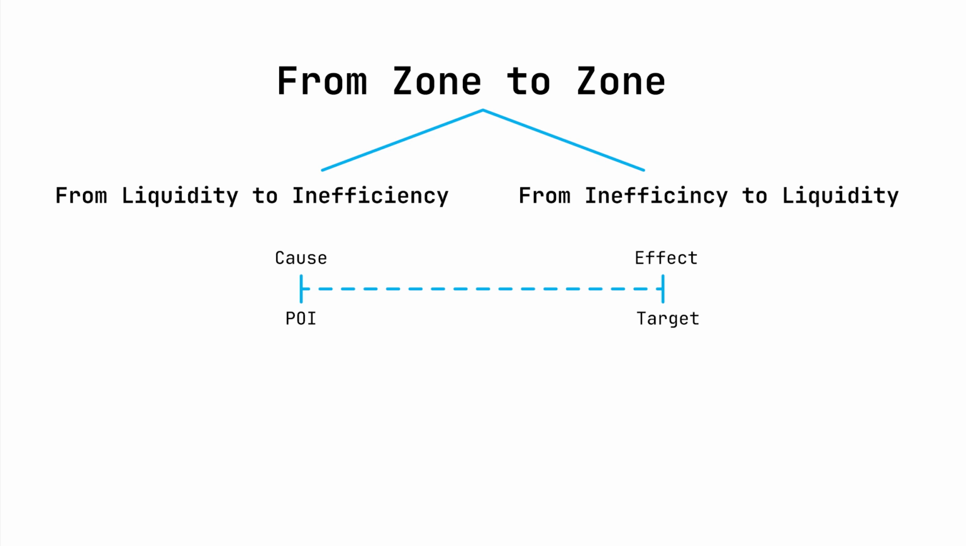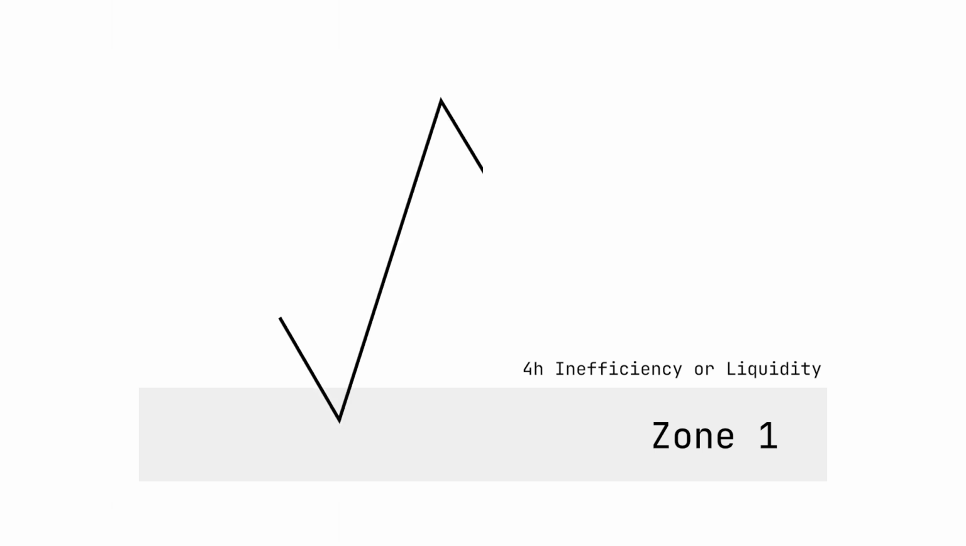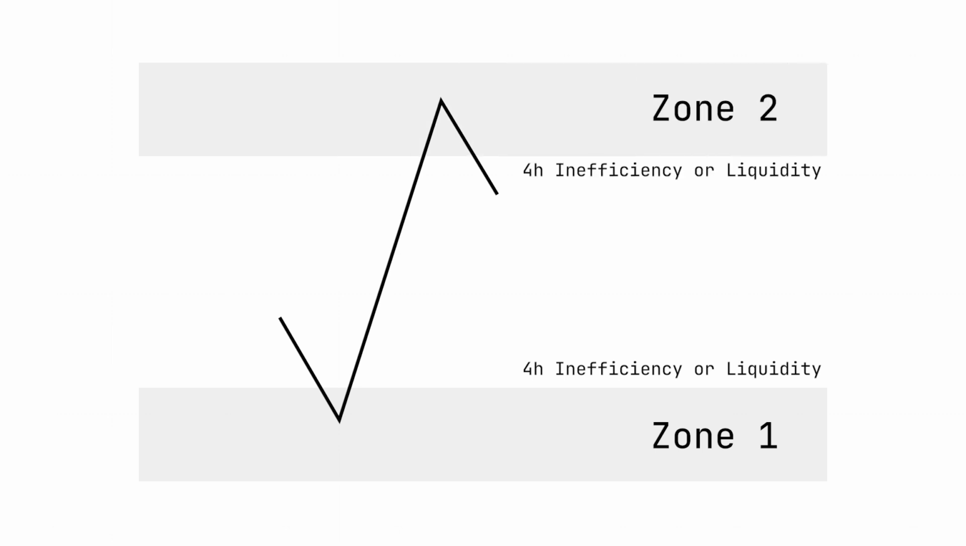However, it's crucial that all these zones are located on the same time intervals for them to function correctly. Thus, every move has a cause and effect, or more precisely, a point of interest and a target. This can be illustrated schematically as follows. For example, we have zone 1 on the 4-hour time frame, which could be inefficiency or liquidity. In the context of testing and reaction from this zone, the price will likely reach zone 2, also on the 4-hour time frame, in the form of liquidity or inefficiency.